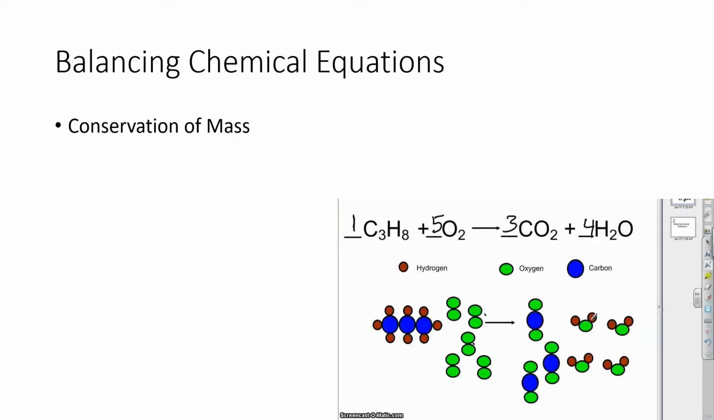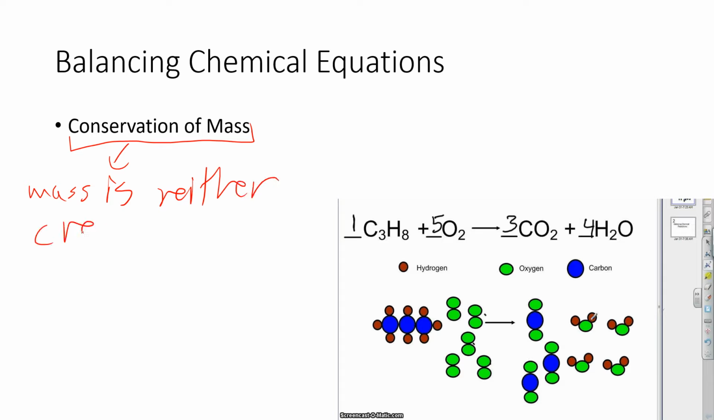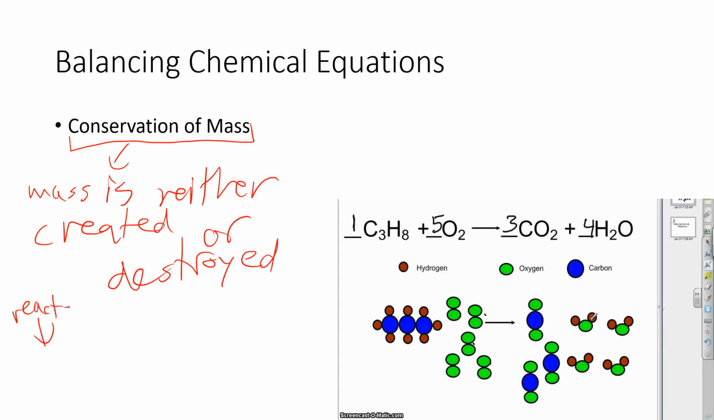Okay, let's talk about balancing chemical equations. Balancing chemical equations is really just making it so that we follow the conservation of mass. Remember, this means that mass is neither created nor destroyed. Okay, what does that mean? That means the mass of your reactants must equal the mass of products, right?